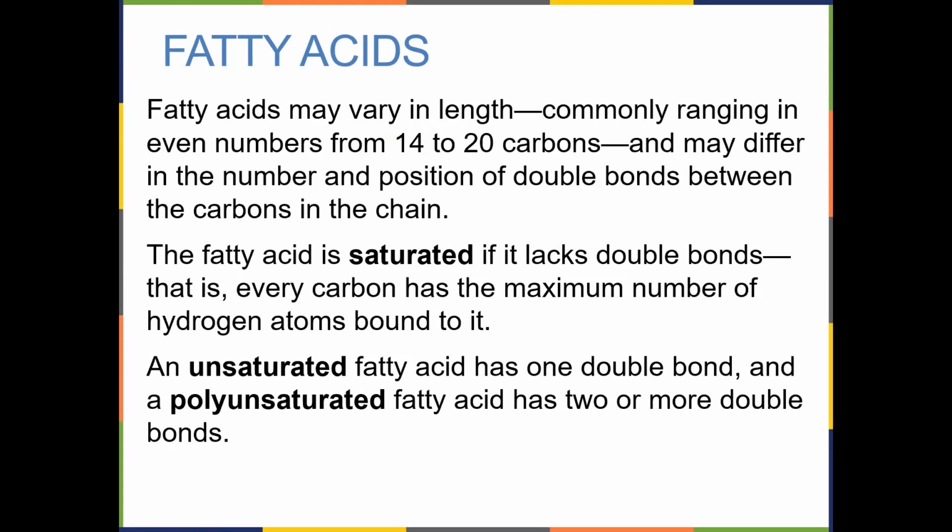So we say that the fatty acid chain is saturated if it has no double bonds and it has the maximum number of hydrogen atoms attached to the carbons. An unsaturated fatty acid has a double bond and causes that chain to kink. We call it polyunsaturated if the fatty acid has two or more double bonds. So they're either saturated or unsaturated. And if you're unsaturated, you can have one double bond, or if you have two or more, you're polyunsaturated.